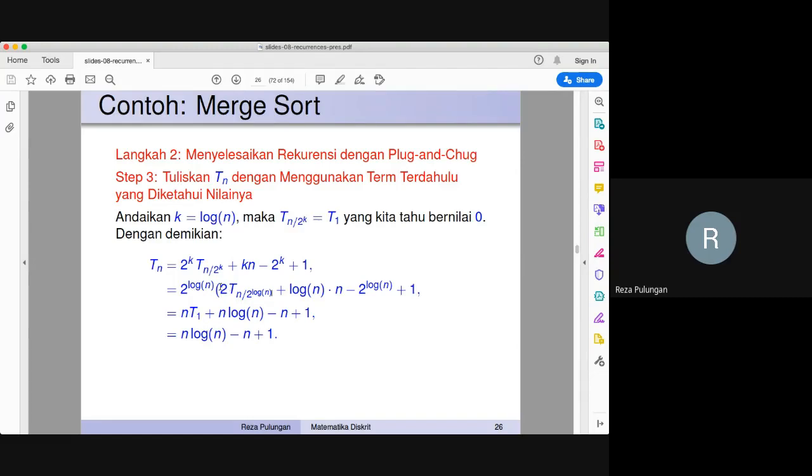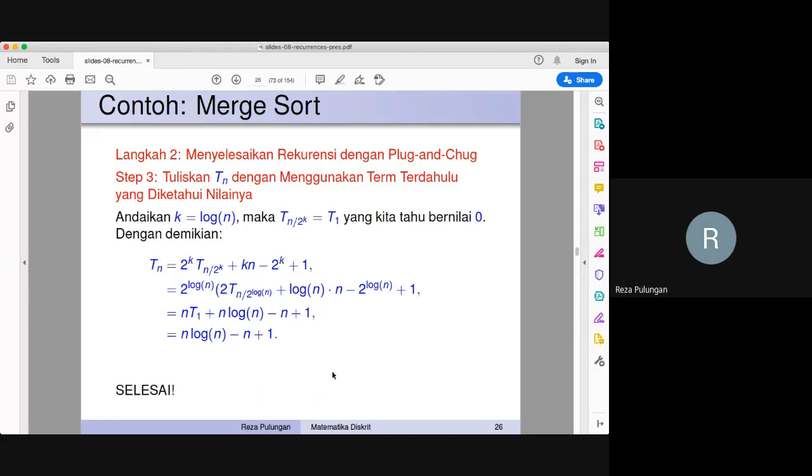What about here? Well, Tn divided by 2 to the power of the logarithm of n. This is easy because we already know that previously Tn divided by 2 to the power of k is equal to T1. What is T1? T1 is equal to 0, so this becomes 0. So the whole thing here becomes 0. Okay, what is left? n multiplied by logarithm of n, minus 2 to the power of logarithm of n. What is 2 to the power of logarithm of n? It is equal to n. Minus n plus 1. So the final result is equal to n logarithm of n minus n plus 1.